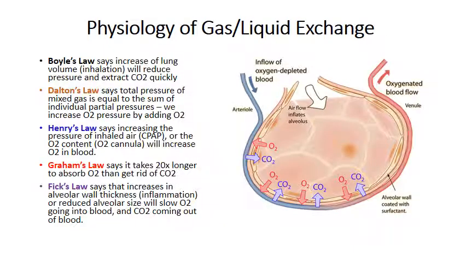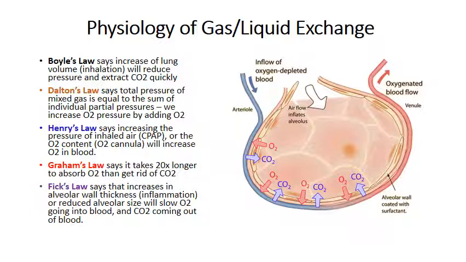So we've discussed five laws that govern the gas-liquid exchange in the lungs. So now we want to know, what are the practical implications for us as biomedical engineers, and how do these apply to ventilation and supplemental oxygen? Well, Boyle's law says an increase of lung volume, inhalation, will reduce pressure and extract CO2 quickly.